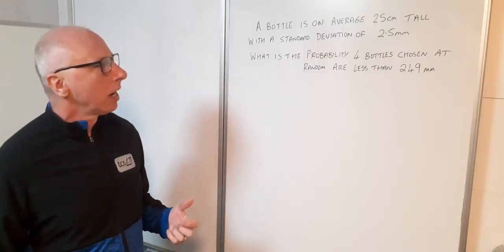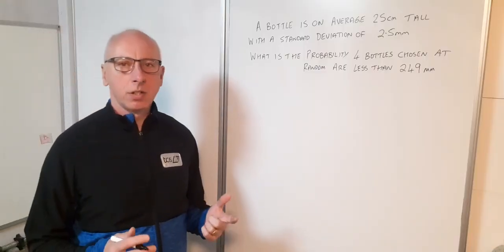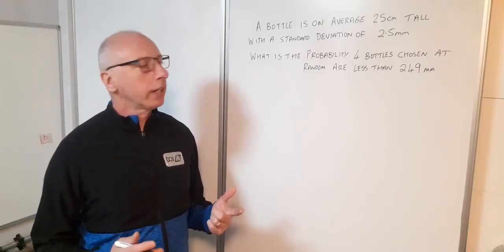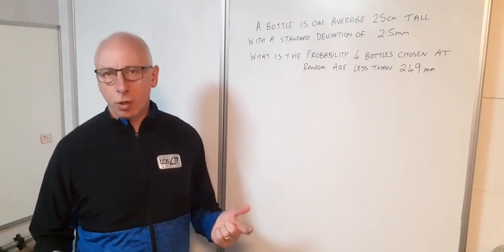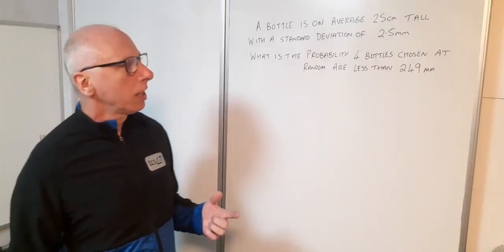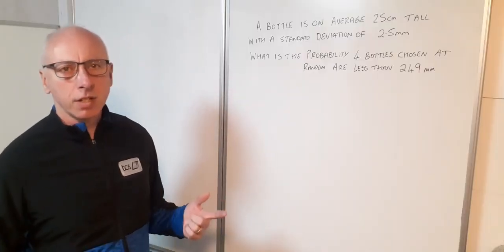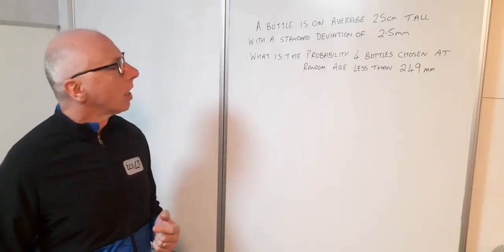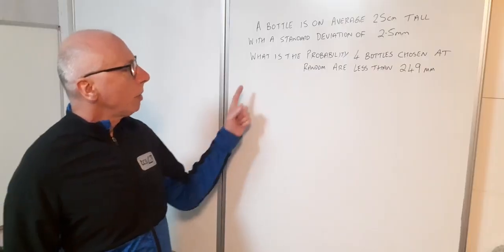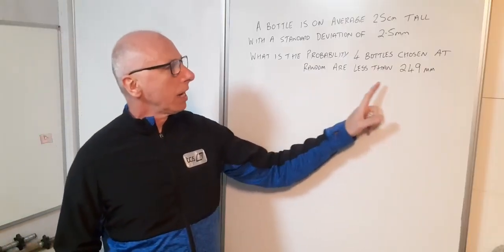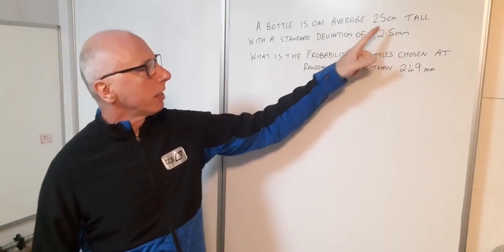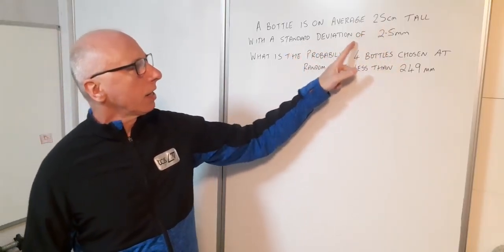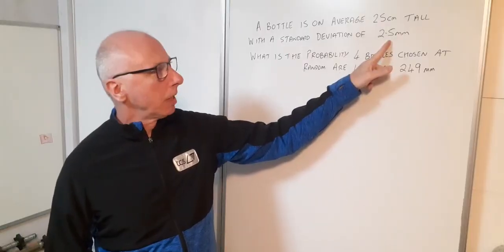249 millimetres. Now we're assuming that this is a situation where they want to check that the bottles are being produced nice and consistently to try and improve sales. So they don't want to see too many changes in the sizes so customers know what they're getting. So the probability that 4 bottles chosen at random are less than 249 millimetres, and we're given an average height of the bottles and a standard deviation of that height of 2.5 millimetres.